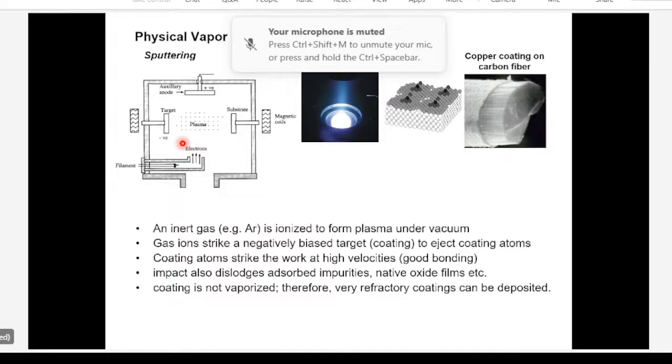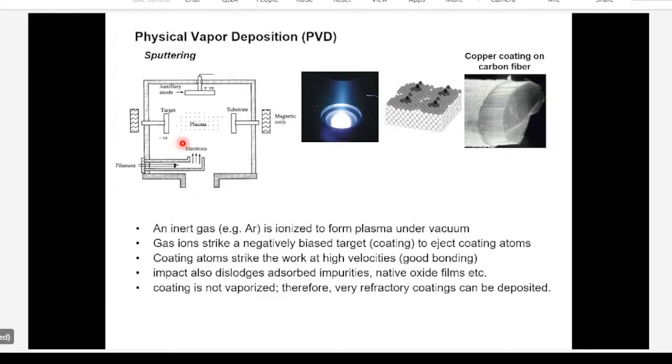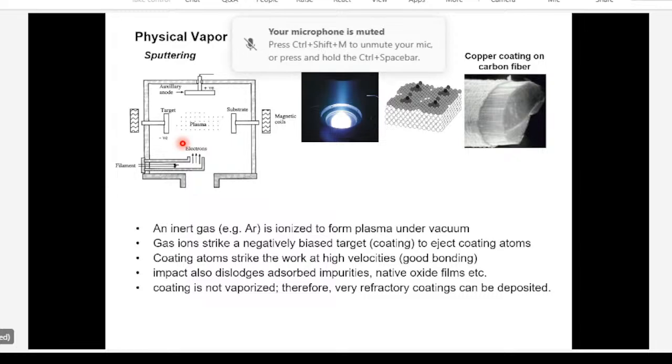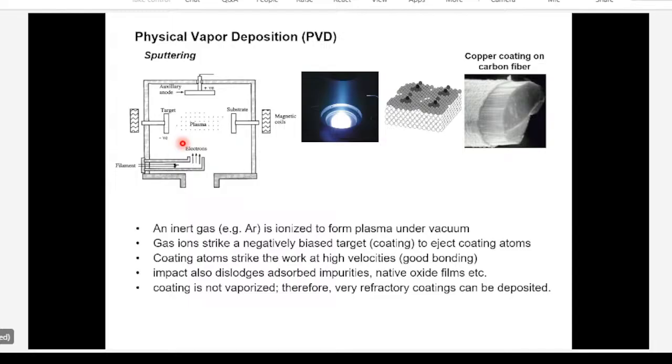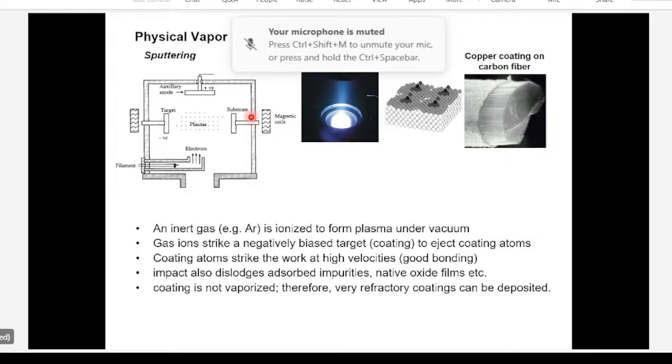The second PVD process I'm looking at is sputtering. There are different types of sputtering processes, magnetron sputtering and others. Sputtering is also used when you want to prepare your samples for scanning electron microscopy examination. Sometimes non-conducting surfaces need a metallic coating, and we use a sputtering unit to deposit the coatings. And the good thing about sputtering is that you don't have to heat anything. The process is done at room temperature.